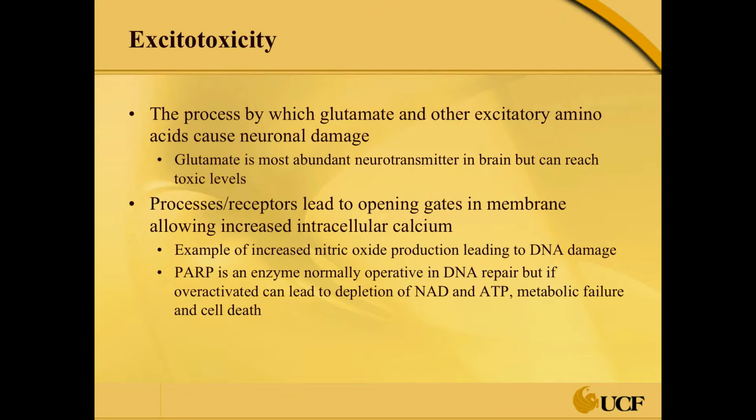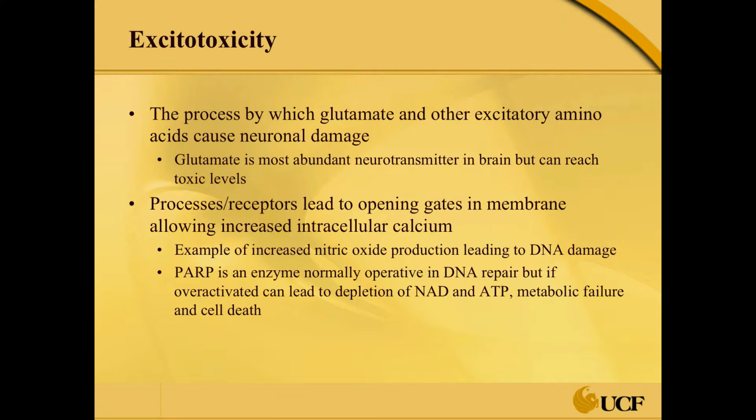Okay, so an example of increased nitric oxide production leading to DNA damage: PARP. What is PARP? This is an enzyme which is normally operative in DNA repair, and it is present in the brain, and it is a good thing. But unfortunately, when you get traumatic brain injury or other types of insults, it becomes overactivated, and over time that overactivation can deplete both NAD and ATP.